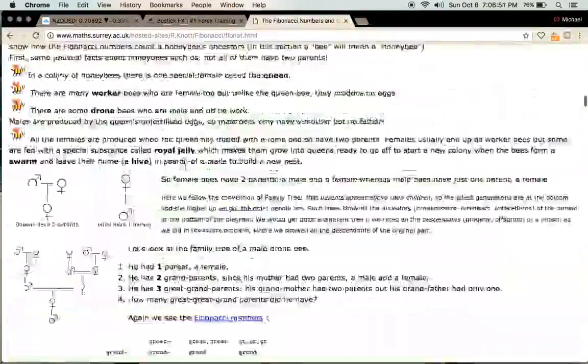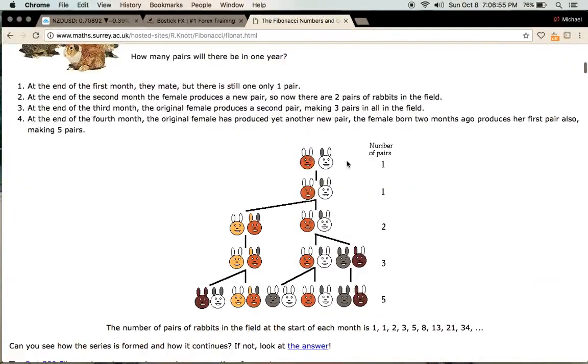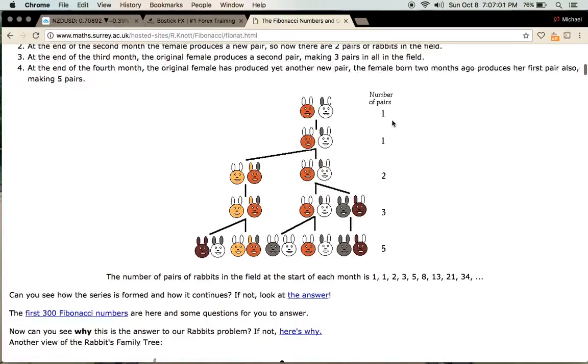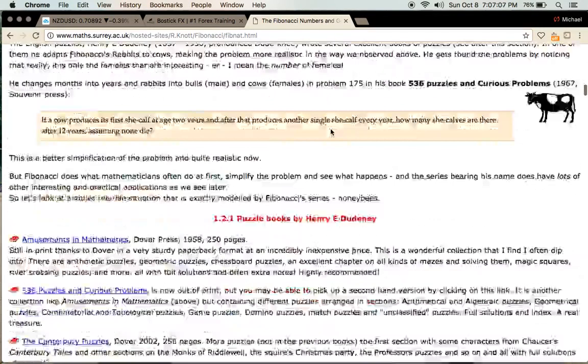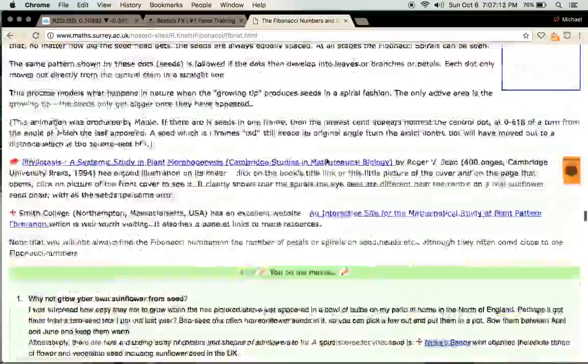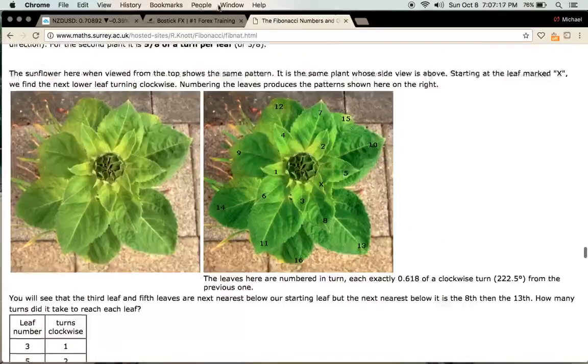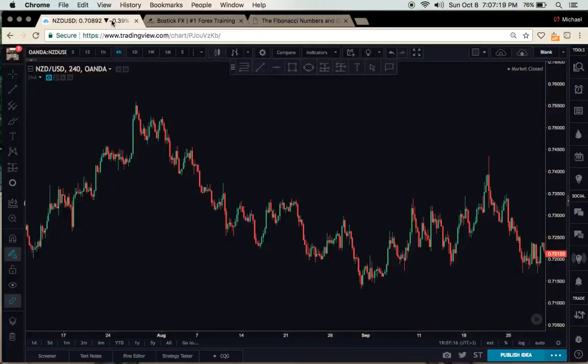Rabbits. They have a little diagram up here when rabbits mate. And at the end of the first month, there's only one pair. At the end of the second month, they produce a new pair, and so on. And before you know it, it goes in Fibonacci numbers: 1, 1, 2, 3, 5, and then obviously the next one you can guess would be eight pairs. So this happens in nature, obviously happens in plants and all these different things. And to no one's surprise, it happens in the markets.